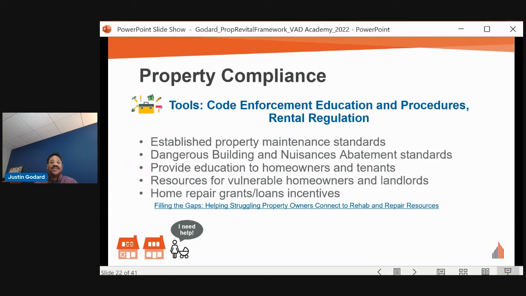Code enforcement can be used to achieve some goals, but first, property maintenance, dangerous building, and nuisance abatement standards need to be established. Those standards need to be clearly articulated to community members. Resources need to be made available to those community members that are willing but simply unable to fix their properties. And incentives need to be created through grants and loans to provide support or fill in the value gaps of conducting repairs.